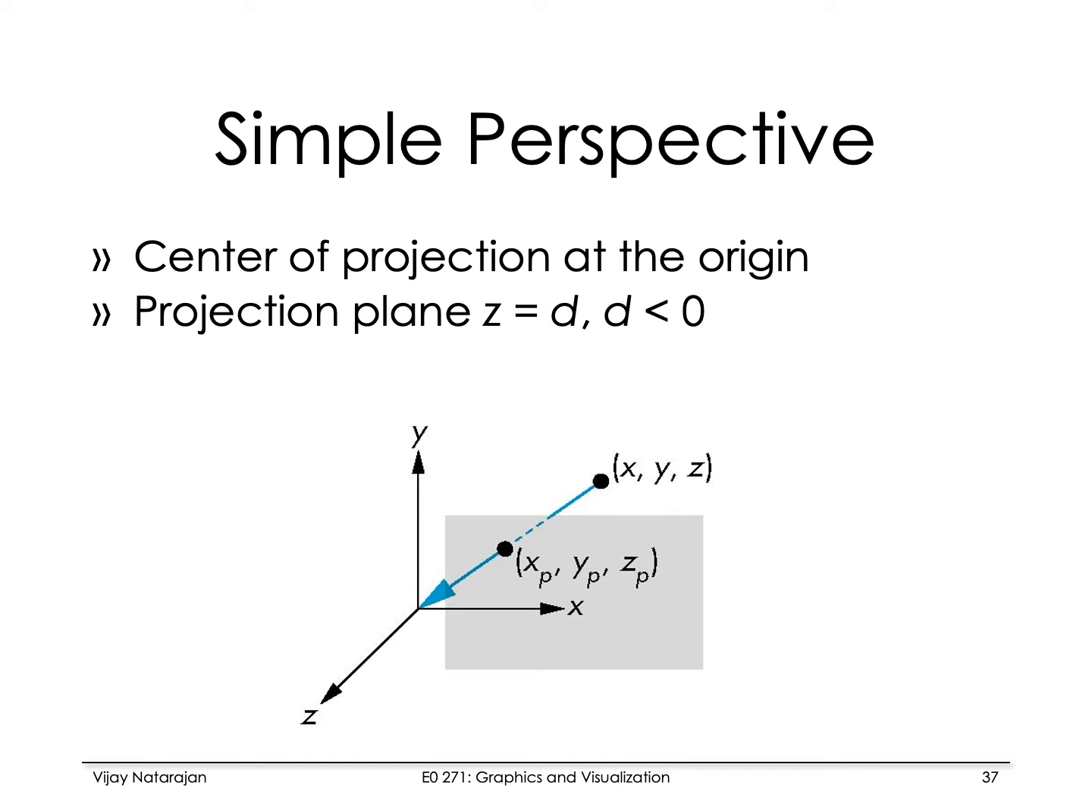So let's talk about perspective projection and the associated matrix. Let's assume that the center of projection is the origin and the projection plane is some z equal to d, where d is less than 0. So essentially the projection plane is in front of you. Note again that the camera is at origin and it is looking along the negative z direction.